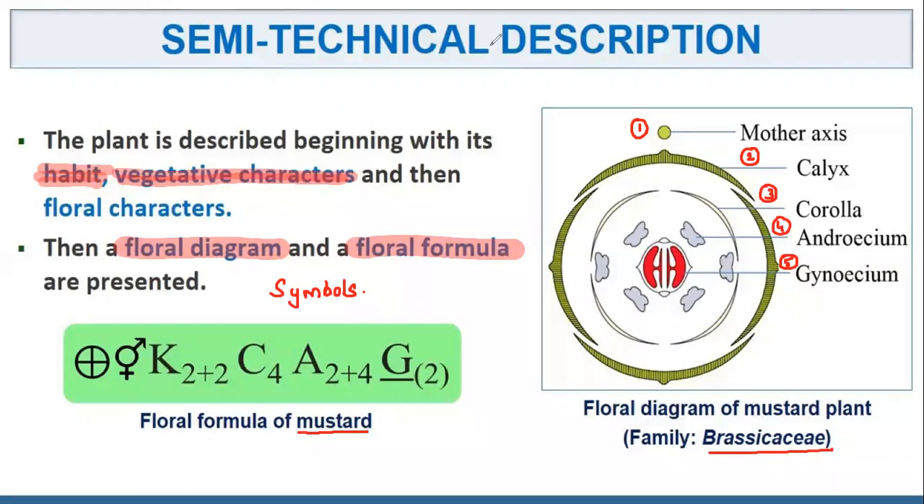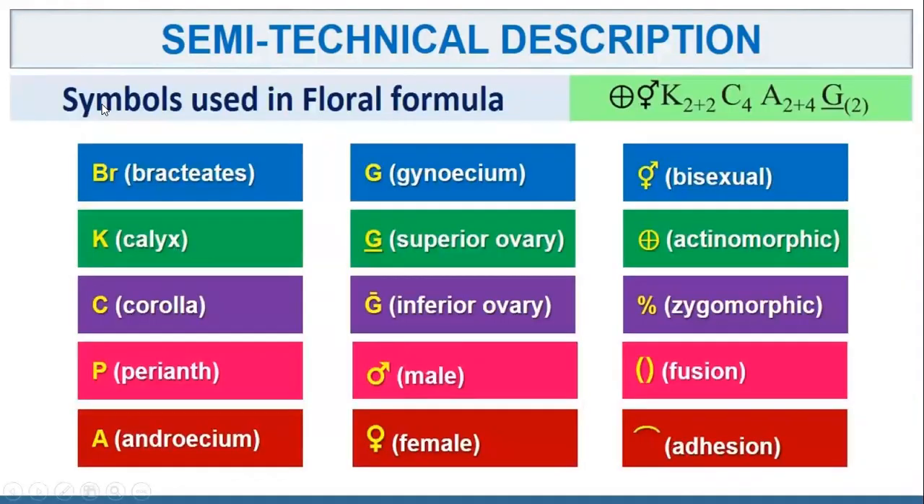Let's understand how things will move here. We have first the symbols that are used in the floral formula. Br stands for bracteate, K stands for calyx, C stands for corolla, P for perianth, A for androecium, G for gynoecium. If G has a line below it, G is on the top, so it is a superior ovary. If there is a line above G, it indicates an inferior ovary. Circle and arrow indicates male. Circle and plus is female. Circle, plus and arrow is bisexual.